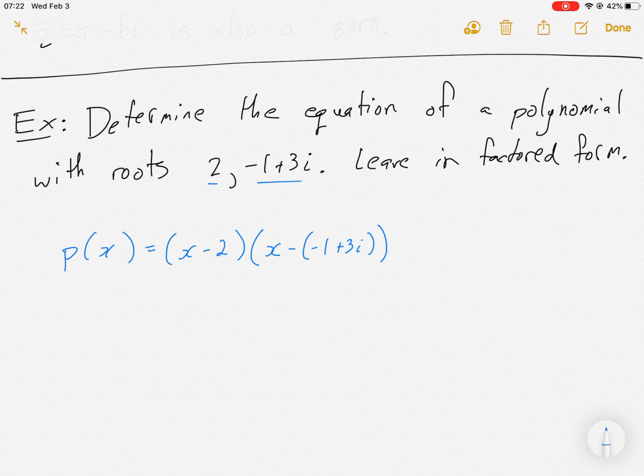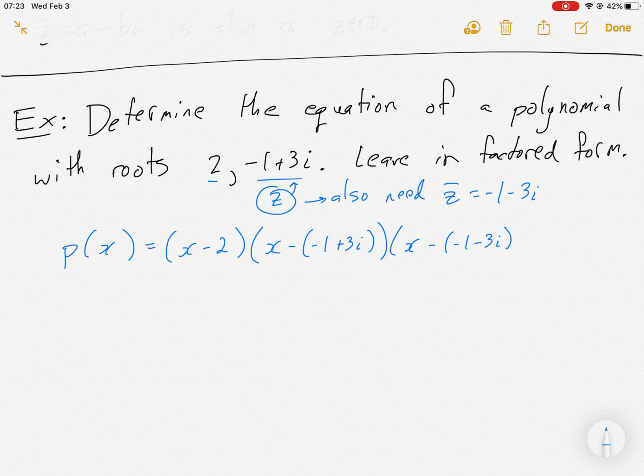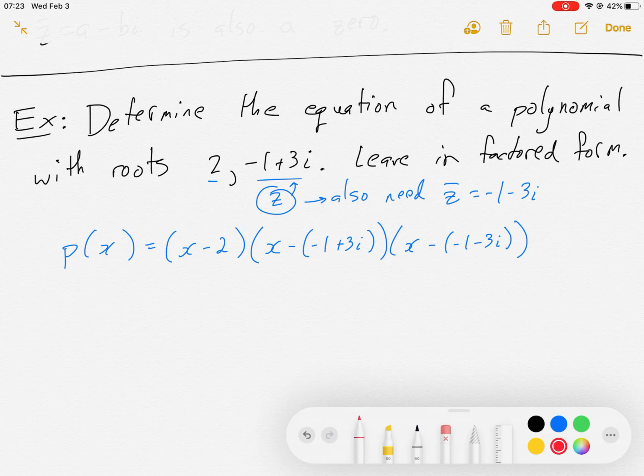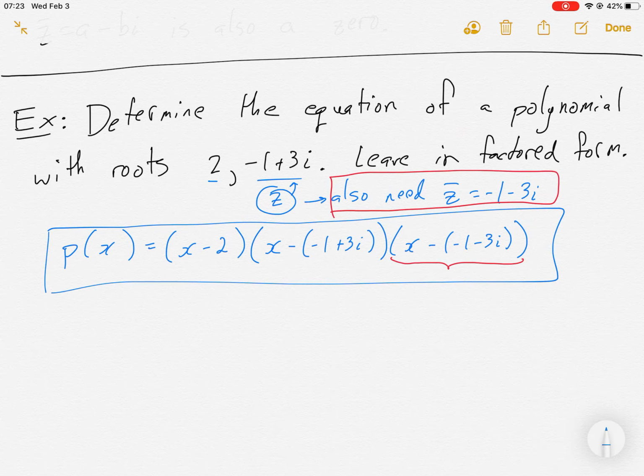But this is not complete yet, because if this shows up, so notice z is here, we also need its conjugate, which would be -1 minus 3i. So I'm going to include one more factor, x minus -1 minus 3i. So here we use the fact above in order to get our last factor. And I said you can leave it in factored form, so this would be done based on this problem. So this part was really just to illustrate that once you get one complex root, you can always get another one.